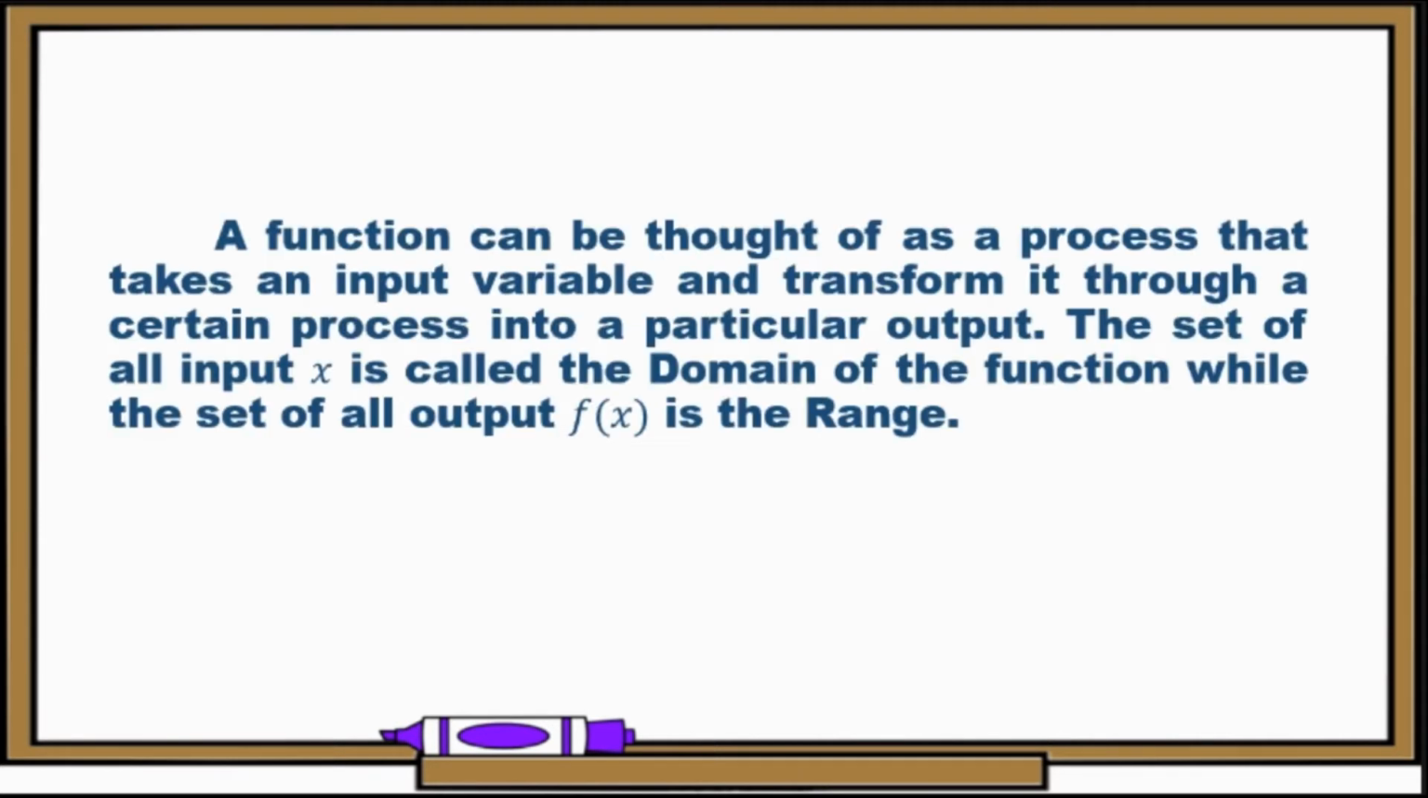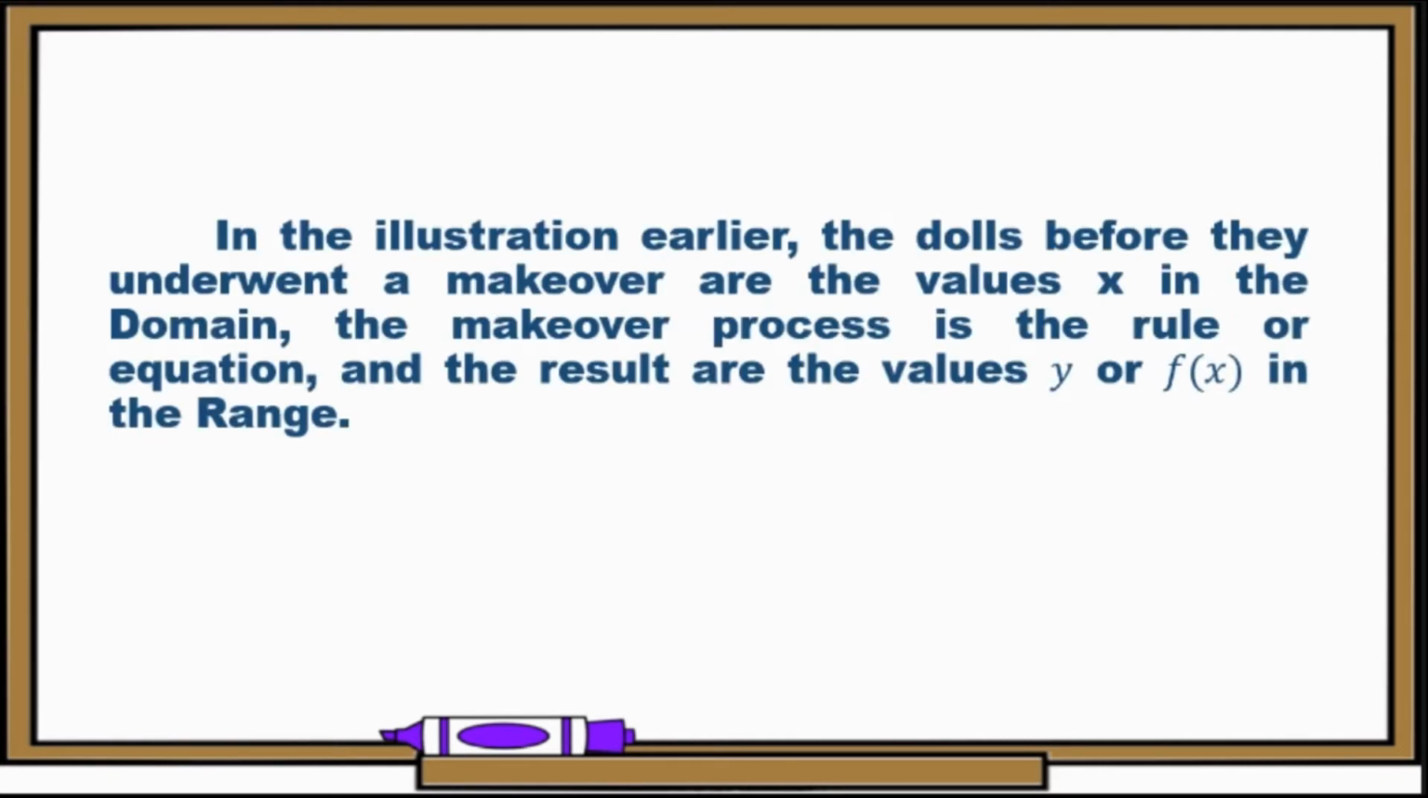Now let's talk about functions again. A function can be thought of as a process that takes an input variable and transforms it through a certain process into a particular output. The set of all input x is called the domain of the function, while the set of all output f of x is the range. In the illustration earlier, the dolls before they underwent a makeover are the values x in the domain. And the makeover process is the rule or equation. And the results are, of course, the values y or f of x in the range.